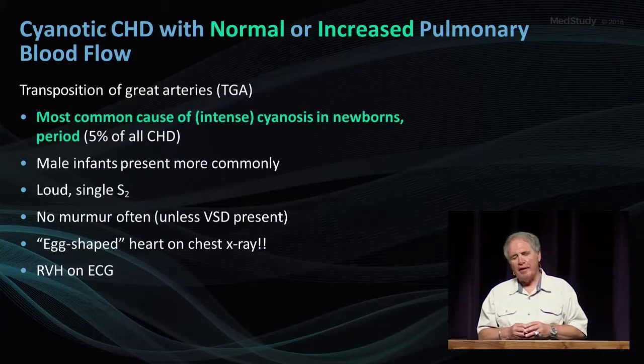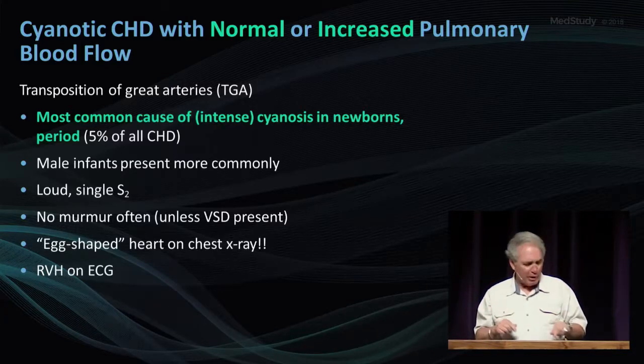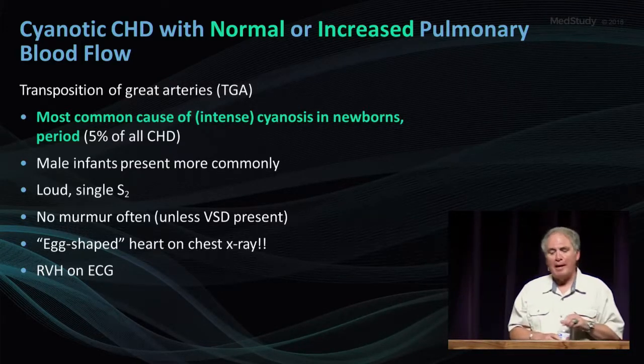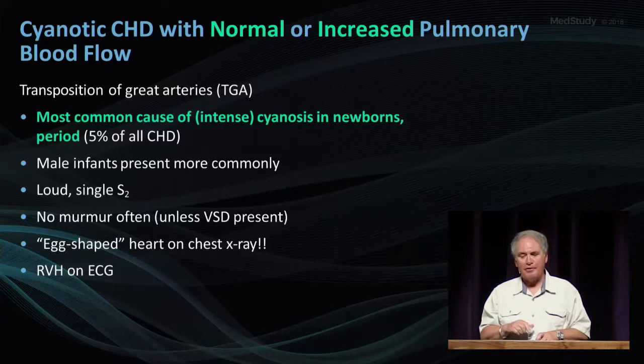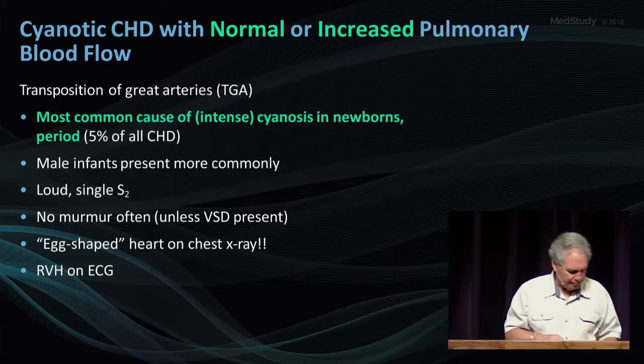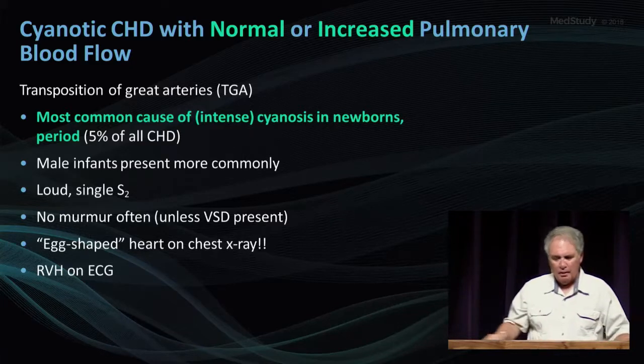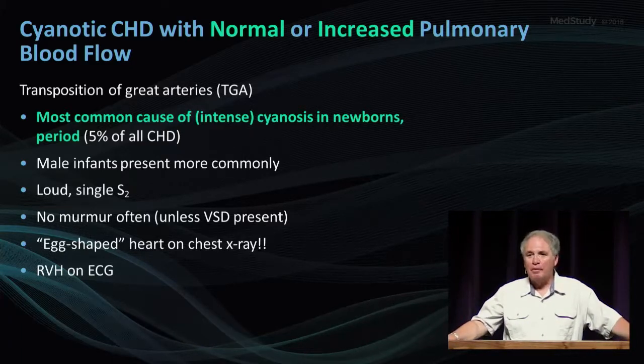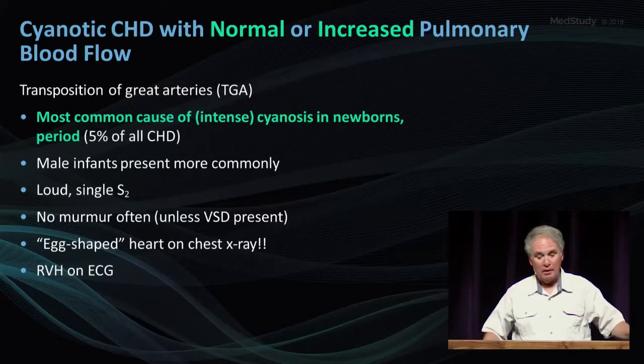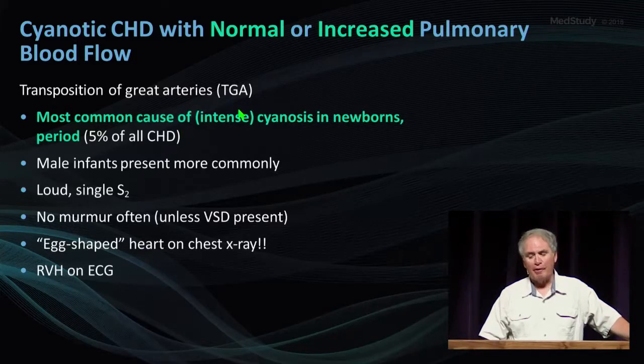Okay, those are the defects, cyanotic defects associated with diminished pulmonary flow. Now let's talk about those cyanotic heart defects associated with normal or increased pulmonary blood flow. By far, the most important and most common heart defect associated with cyanosis, but on X-ray, normal pulmonary flow, is transposition of the great arteries.